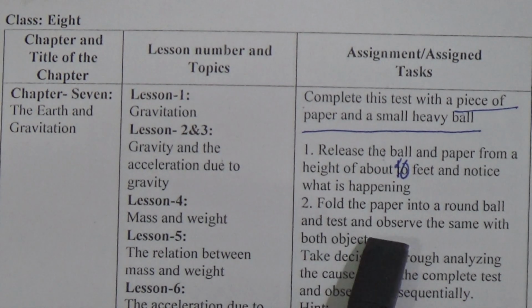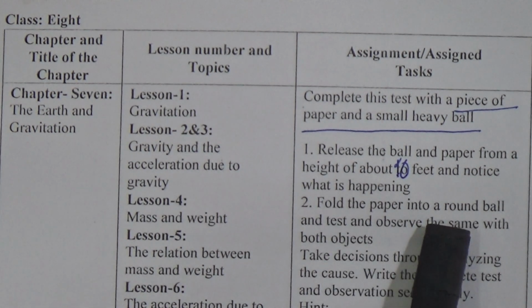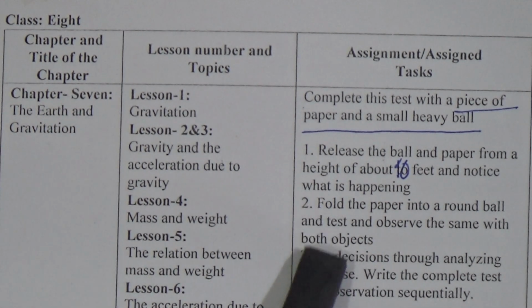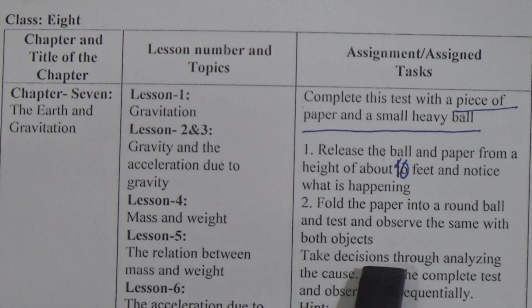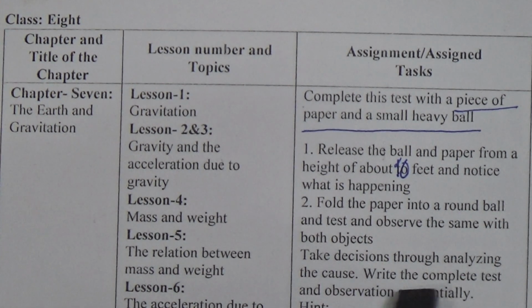and test it again. You have to test the round ball of paper and that heavy ball, and observe again what happens. Take a decision by analyzing the cause, then write the complete test and observation sequentially.